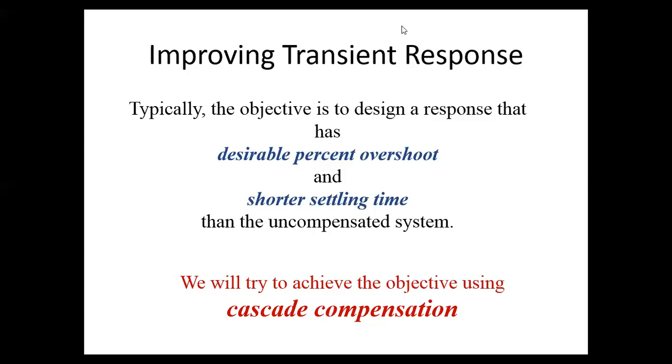So far, we discussed only how to reduce the steady state error without affecting the transient response. Now we will discuss two ways to improve the transient response of a feedback control system by using cascade compensation. Typically, the objective is to design a response that has a desirable percentage overshoot and shorter settling time than the uncompensated system. These two techniques are ideal derivative compensation and the lead compensator.